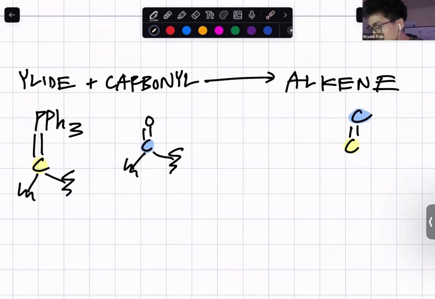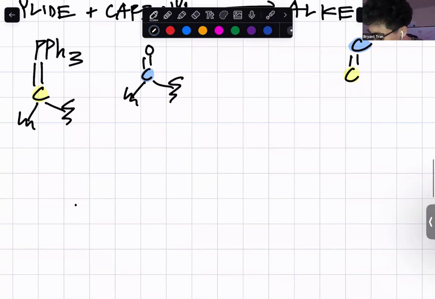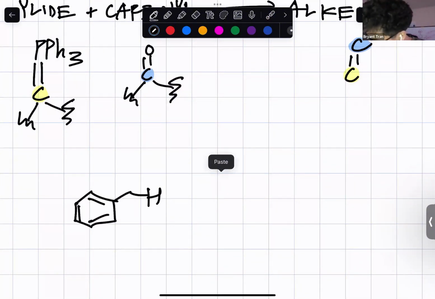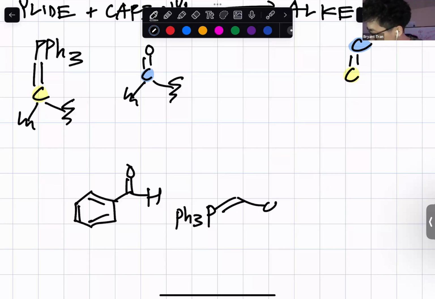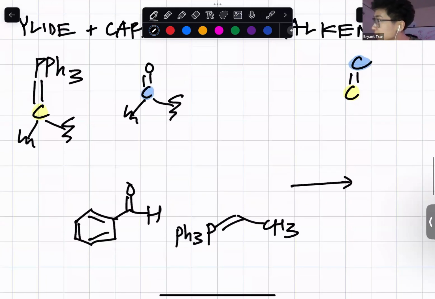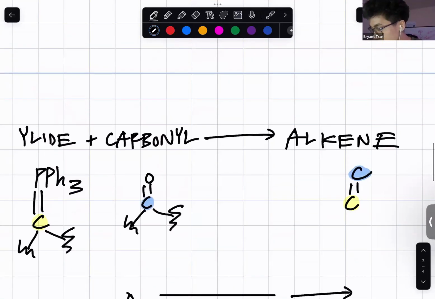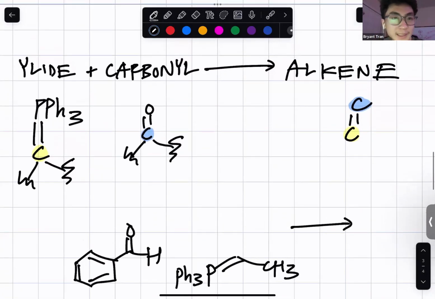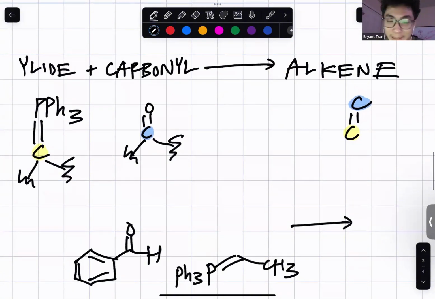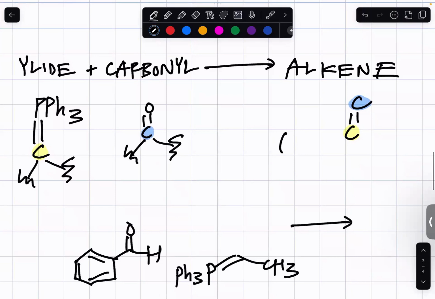So for one practice problem, let's say we have this benzene with the aldehyde, and we have this ylide here, PPh3, attached to a carbon with some random R group. And the Wittig reaction, right? Did he go over the difference between the Z alkene and E alkene for this reaction, or did he just go over the major product is the Z alkene? Let's see.